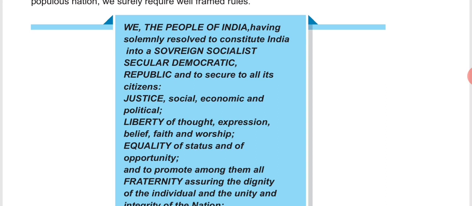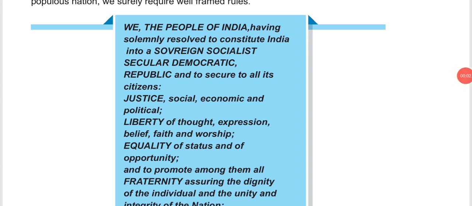Why? Because it is a state in which the power is held by the people. The people, or the public, are supreme. They have all the powers, right? They are the ones who run our country. Through the election process, they elect their representatives and they run our country.